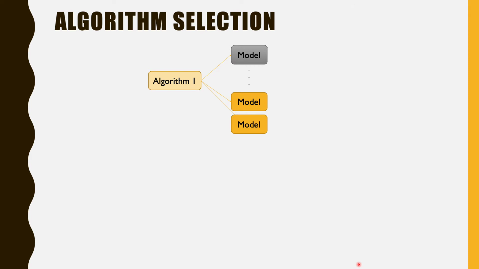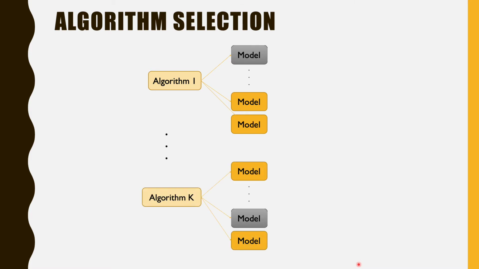And algorithm selection works like this: we have our first algorithm, and we try several models for this algorithm, meaning several hyperparameter sets. And we have the kth algorithm, and we are also using different models for that algorithm.